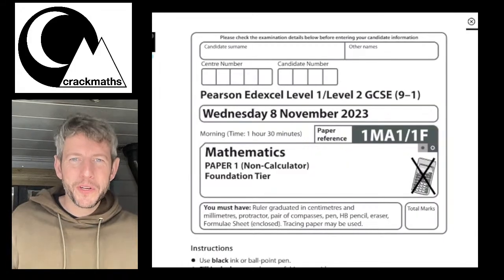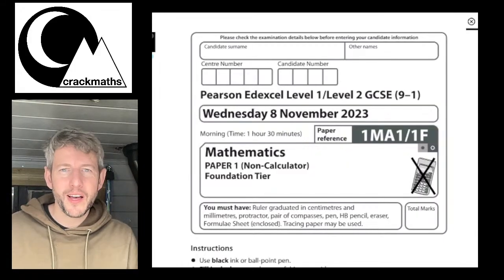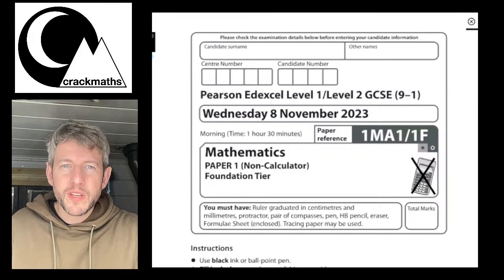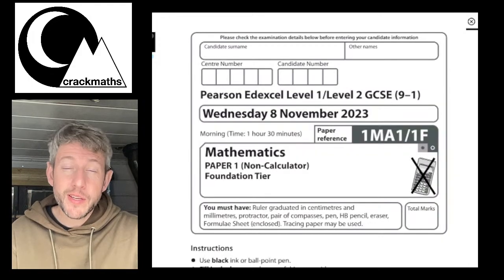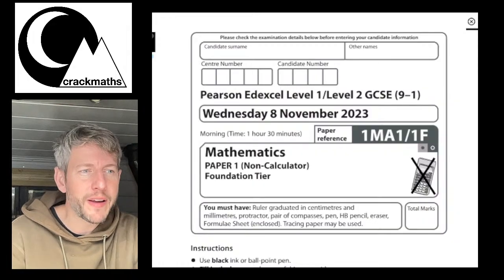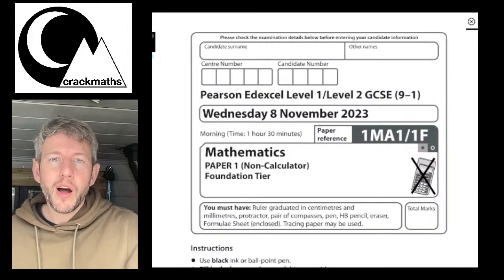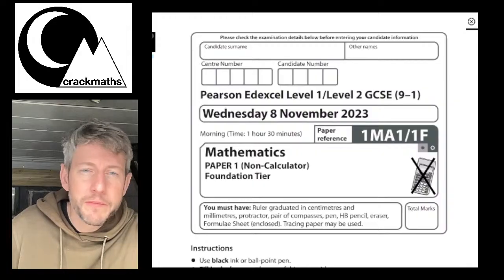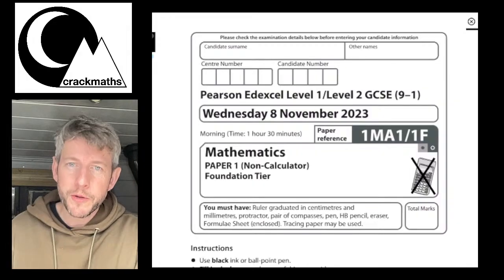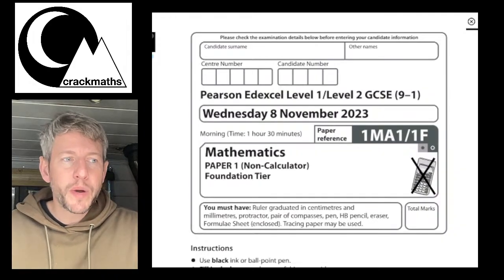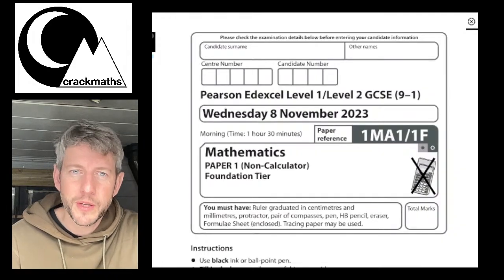Hello and welcome to today's Crack Maths live lesson, where we're a bit different from functional skills today. We are looking at a GCSE past paper for the non-calculator section, just because I know that the next paper that people are going to be doing, a lot of people that do functional skills do GCSE, and there is a massive crossover between maths GCSE and functional skills.